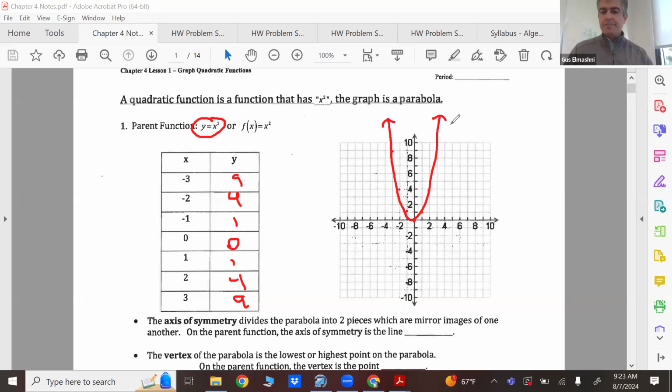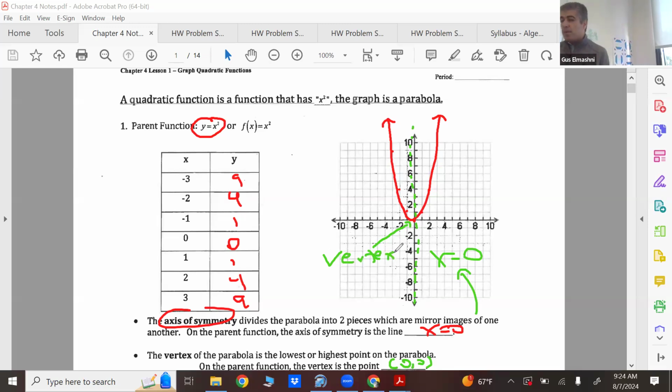And there you go. The axis of symmetry divides the graph into two pieces, which are mirror images of one another. That's what symmetry means. On the parent function, the axis of symmetry is the line x equals 0. So it looks just like this. It's just a vertical line that goes straight up and coincides with the y-axis. That's your axis of symmetry. The vertex is the lowest point in this case. It could be the highest point if it's opening down, but since it's opening up, our vertex here is 0, 0. So that's my vertex.